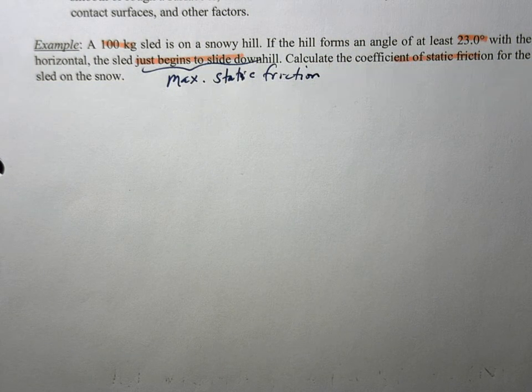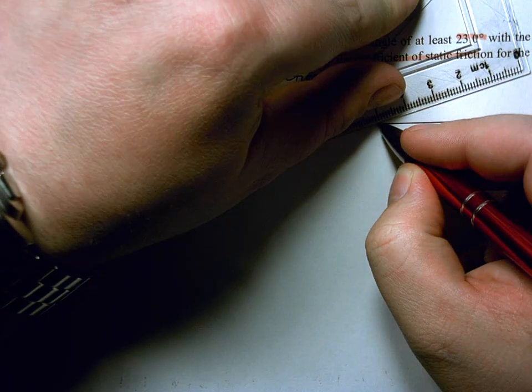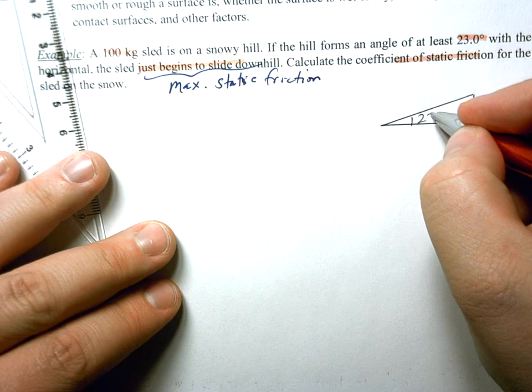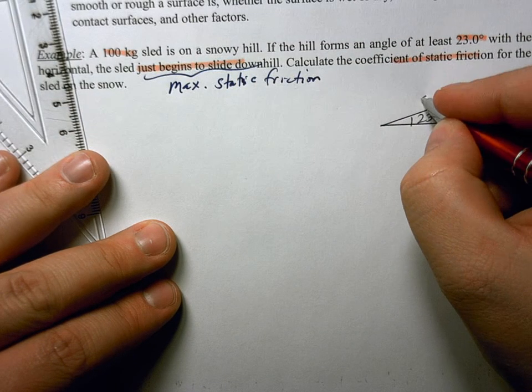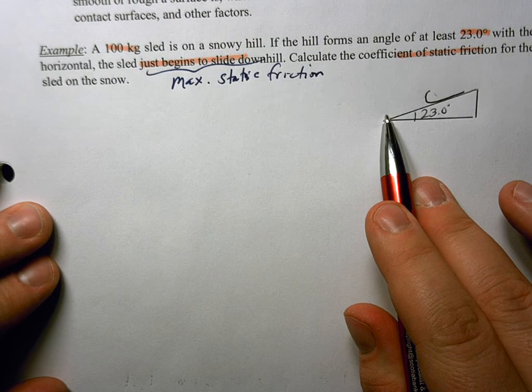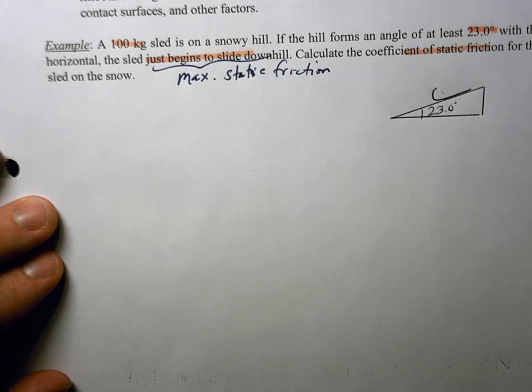Once again, I like to sketch my inclined planes. I don't know why, I haven't figured that out yet, but it's just something I like to do. So let me draw my lovely little inclined plane here, 23 degrees, something like this. Here's our sled. The sled wants to go down, or it's just beginning to slide down. That's going to tell us our force of static friction is going to go up the plane.